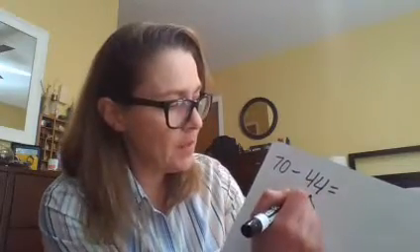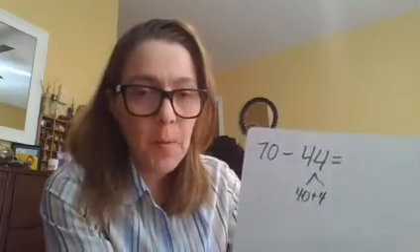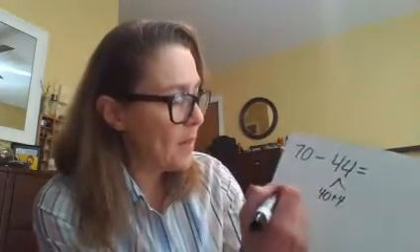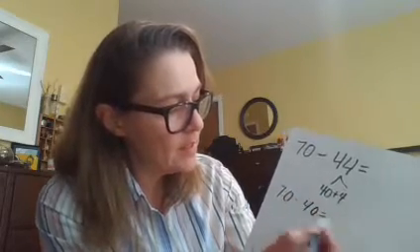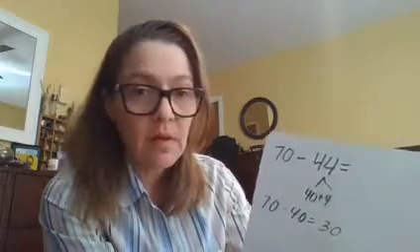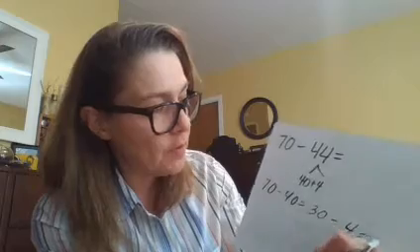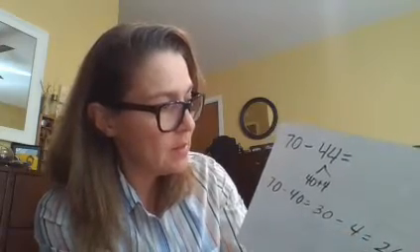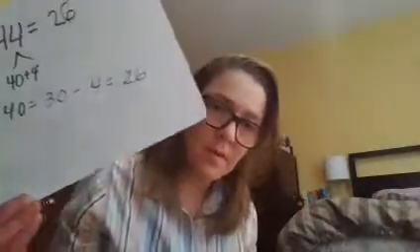So I'm going to go ahead and make the 44 into 40 plus 4, and I'm going to go ahead and minus the 40 first from 70, and that gives me 30, right? And then I still have to minus the 4, and 30 minus 4 equals 26. So my answer is 26, I think, and I'm going to double check using my number grid.